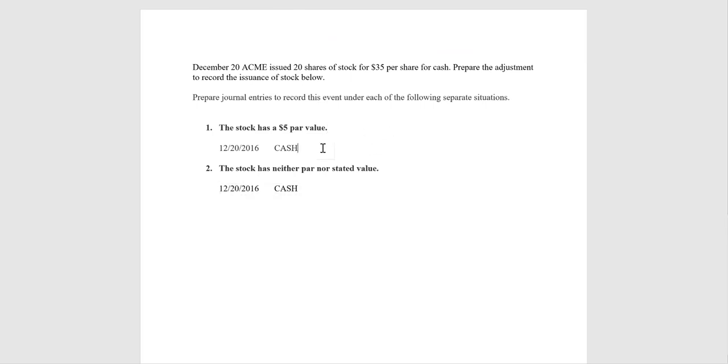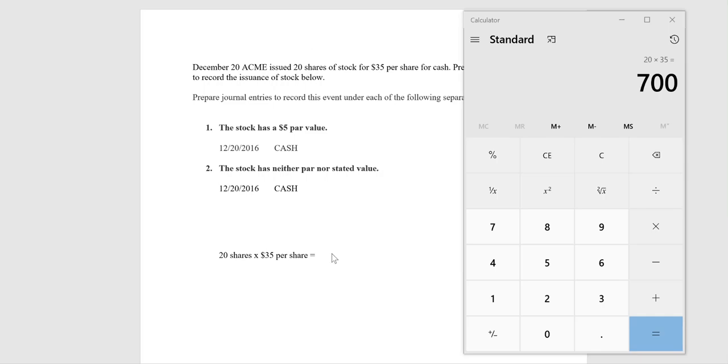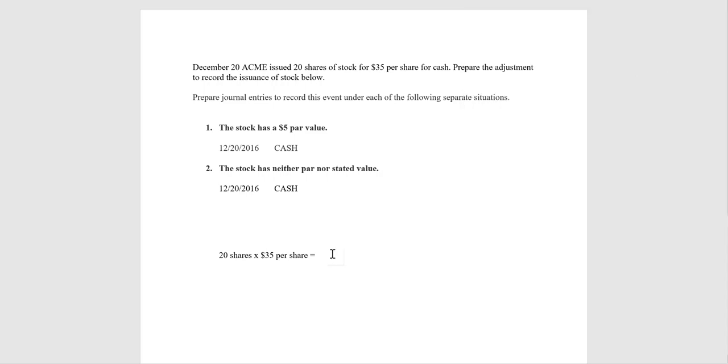Okay, so when we look at the cash paid, let's just come down here to the bottom and give ourselves some workspace. 20 shares times $35 per share, right? And this is cash. $700, right, for all these shares. So the company is going to receive and debit cash for $700.